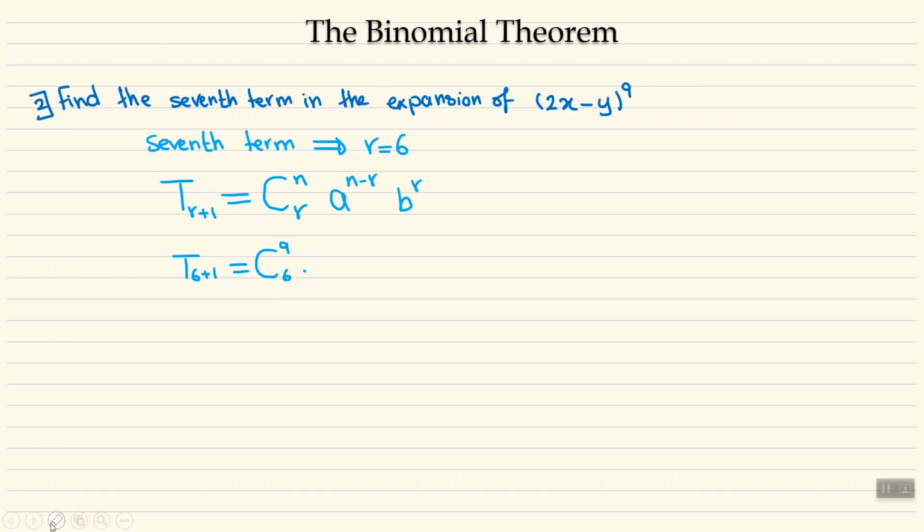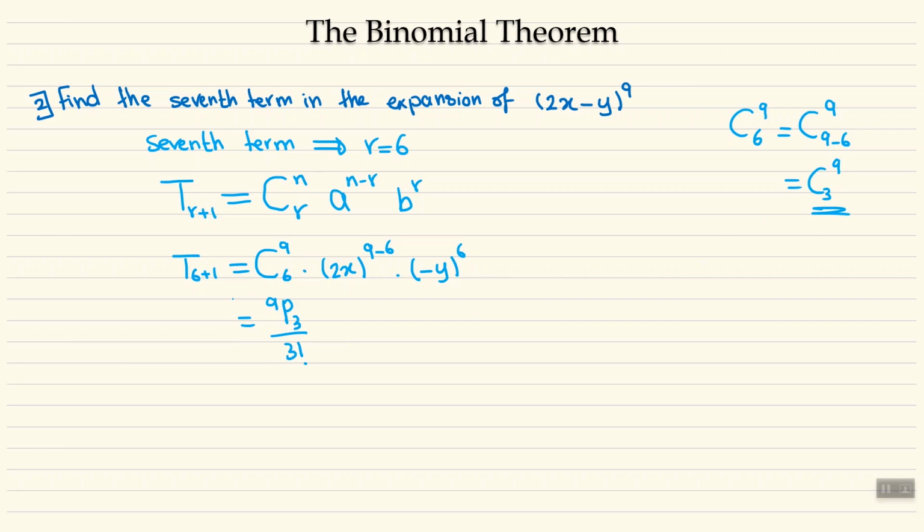So what is our first term? a is 2x, so we open a bracket and write (2x) to the power of 9 minus 6, times the second term, minus y, to the power of 6. So combination 9, 6, according to the reduction formula, is the same as combination 9, and here 9 minus 6, so it is 9 and 3. So combination 9, 6 is actually 9 permutation 3 over 3 factorial, because it's the same as combination 9, 3, times 2, 9 minus 6 is 3, and x to the power of 3.